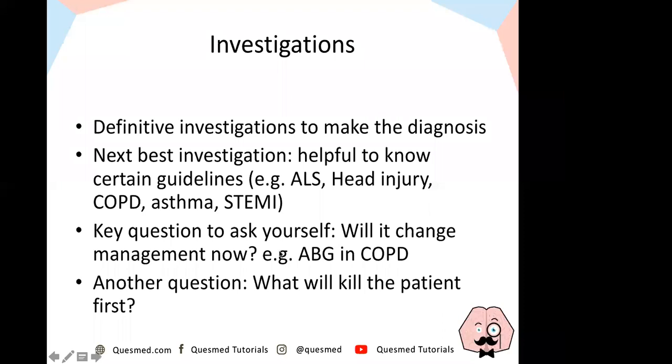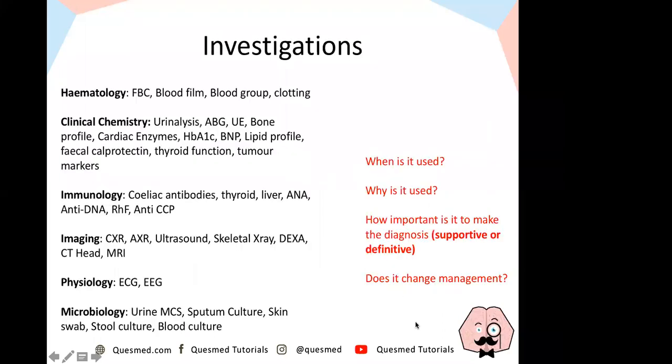And that's sort of going back to the weird trick I was telling you about earlier. So this is a group of investigations that you may have seen time and time again. Of course it's good to know lists and understand lists and be able to give them out if asked. But really for you, it's important to know when it's used, why it's used, how important it is, is it supportive, is it definitive, and does it change management? So if anyone ever tells you about it, ask them why.